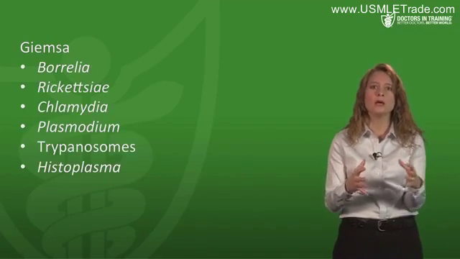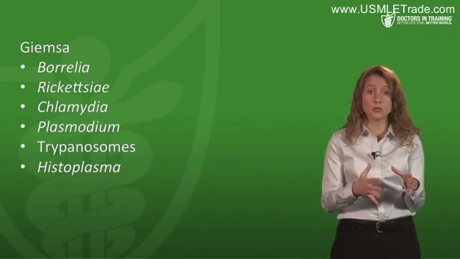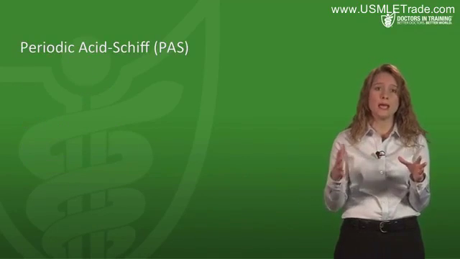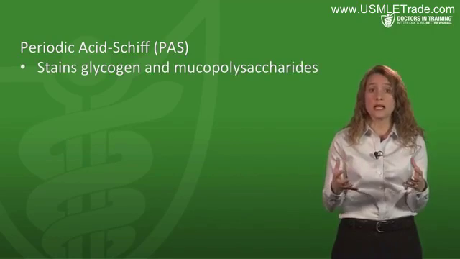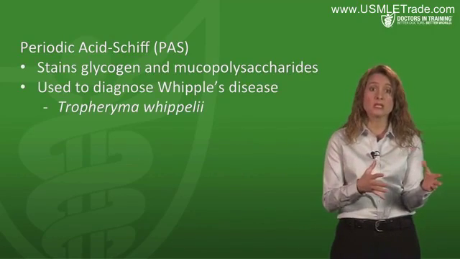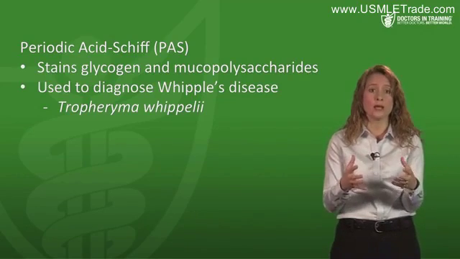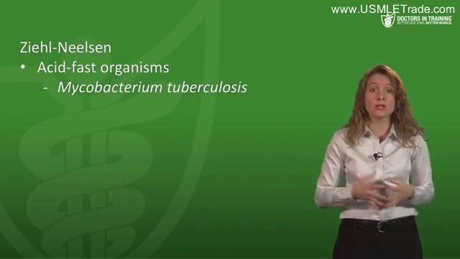There's Giemsa stain. Giemsa can be used to stain Borrelia, Rickettsia, Chlamydia, Plasmodium, Trypanosomes, and Histoplasma. Then there's PAS, periodic acid Schiff stain. PAS stains glycogen and mucopolysaccharides. It can be used to diagnose Whipple's disease caused by Tropheryma whipplei. Ziehl-Neelsen stain. The Ziehl-Neelsen is used to stain acid-fast organisms like Mycobacterium tuberculosis.